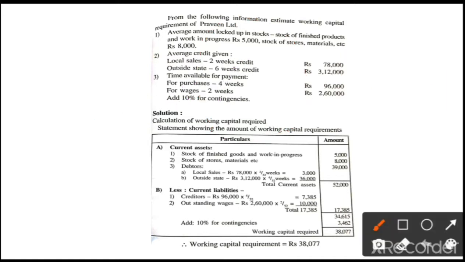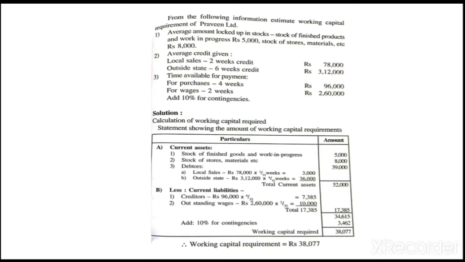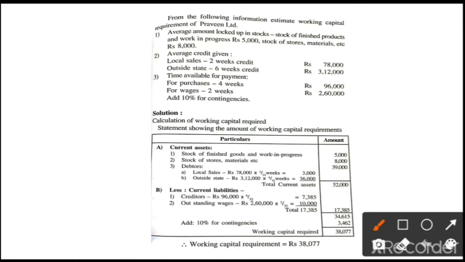As I told you, adjustment number 1: stock of finished goods and work in progress is 5000. This is the format for calculation of working capital. You have to prepare two columns, one is particulars and another is amount. First we make the heading current assets. In that, stock of finished product and work in progress rupees 5000, and next stock of store material etc. rupees 8000.